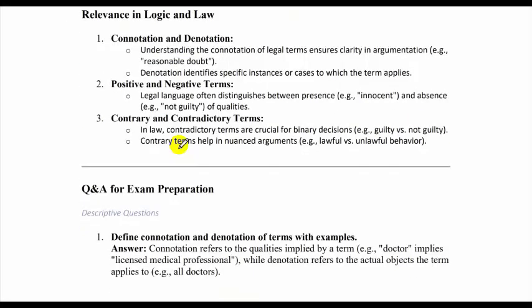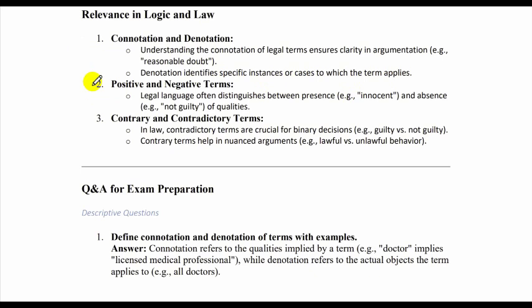Relevant in logic and law. Connotation and denotation: understanding the connotation of legal terms ensures clarity in argumentation. Example, reasonable doubt. Denotation identifies specific instances or cases to which the term applies. Positive and negative terms: legal language often distinguishes between presence, that is innocent, for example, and absence, that is not guilty, of qualities.